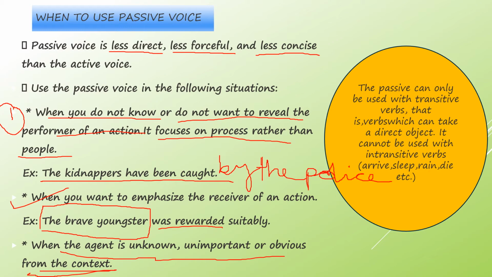Now, one mandatory condition for passive voice, or to be able to convert active into passive, is that the verb should be transitive. Otherwise, we will not be able to change active into passive. So sentences which have intransitive verbs like arrive, sleep, rain, die, these actions do not get transferred onto any objects. We cannot change such sentences into passive.